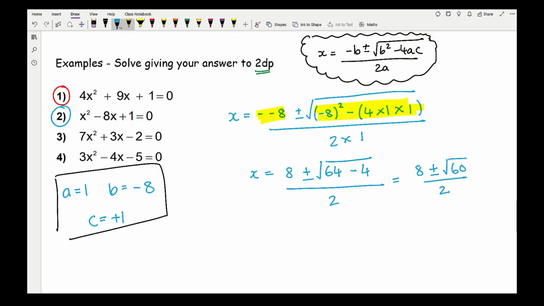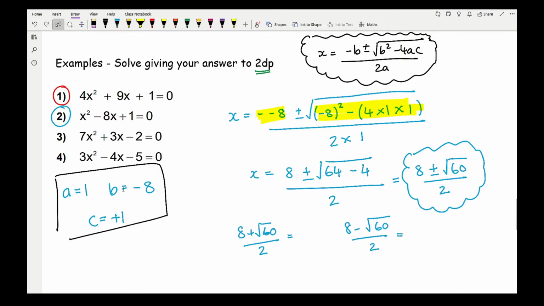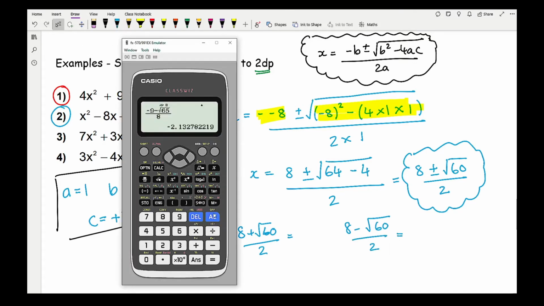And again, this is where I then enter this into my calculator. So again, one answer is where I'm typing in 8 plus root 60 over 2. And the other answer I'm going to do 8 minus root 60 over 2. So again, I'm going to get my calculator out. Let's clear the previous question. So here I've got 8 plus root 60 over 2 equals, and that's going to give me an answer of 7.87.